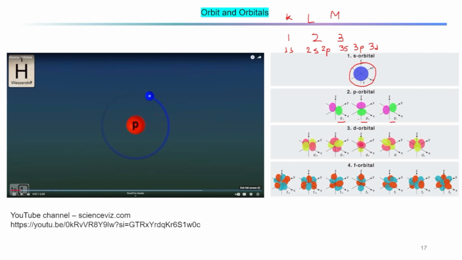So p orbital has px, py and pz, these three different compartments. Now these p orbitals, they look like a dumbbell. You can see in the center the electron density is 0, and as you go further from the nucleus the electron density increases. So it actually looks like a dumbbell.